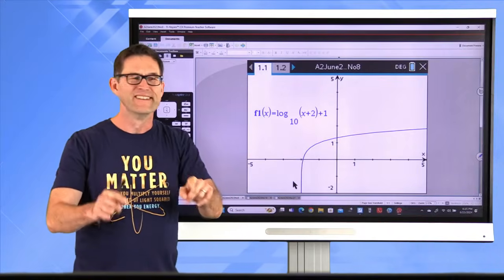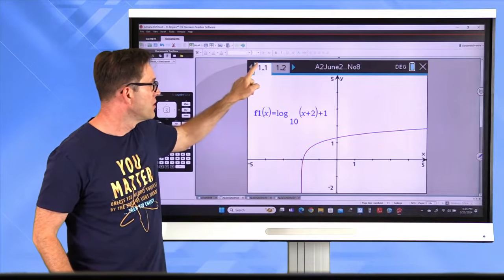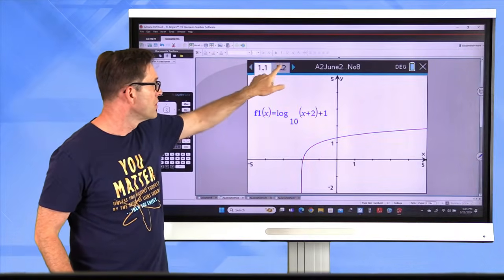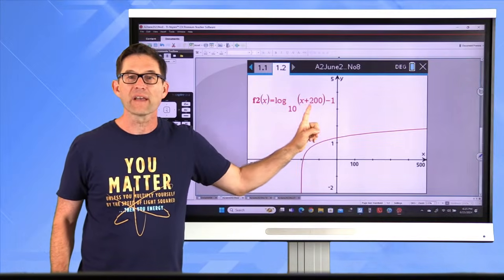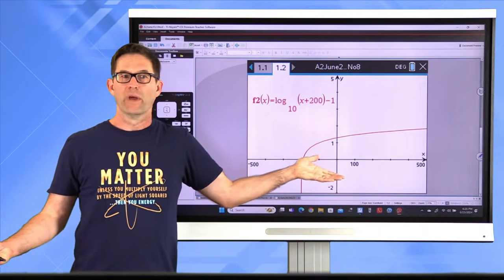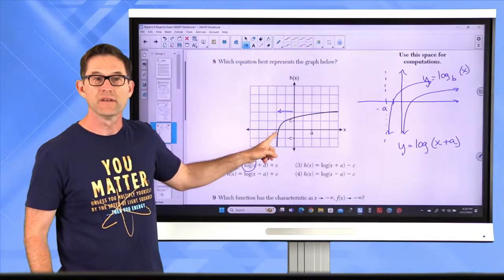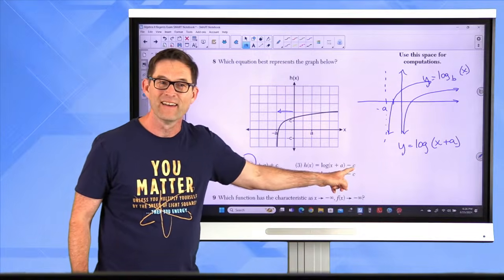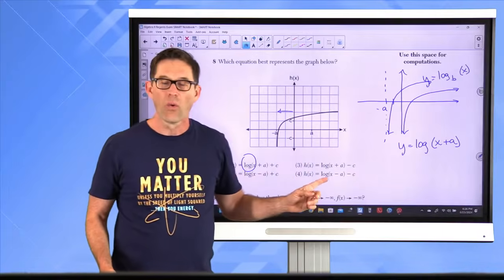But wait a second. Hold on. Look at the blue, look at the red. All right, look at this one. This is log base 10 of x plus 200 minus 1. Wait a second. That looks perfectly good. That looks like this. And that's of this form: log of x plus a minus c. So it could really be either choice 1 or choice 3.